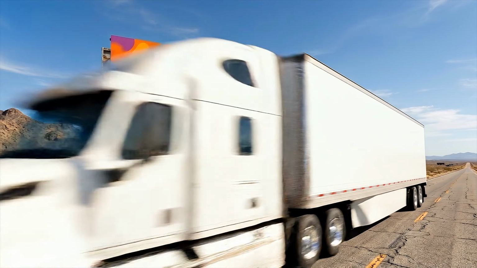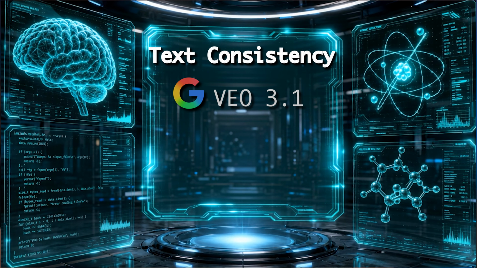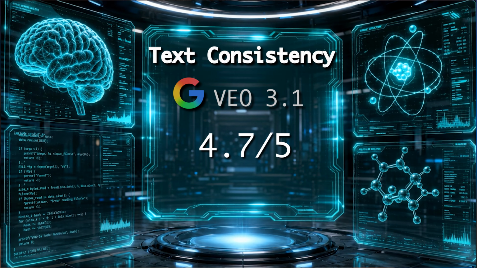Google Veo 3.1. I like that camera movement. I was actually surprised how well it held up. There's a bit of a glitch on the right side of the billboard, but all the text held up really well. 4.7 out of 5.